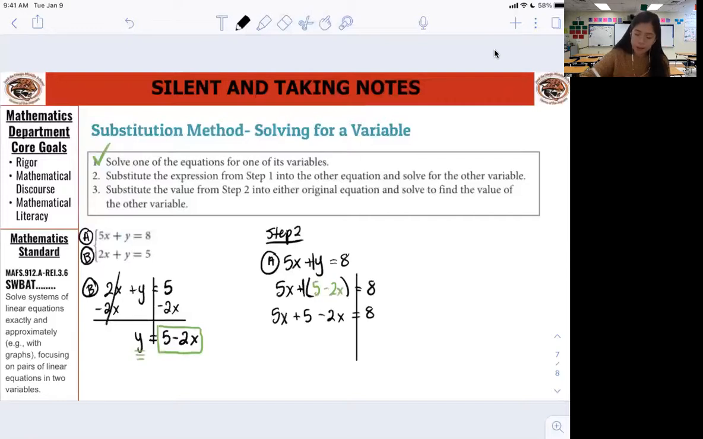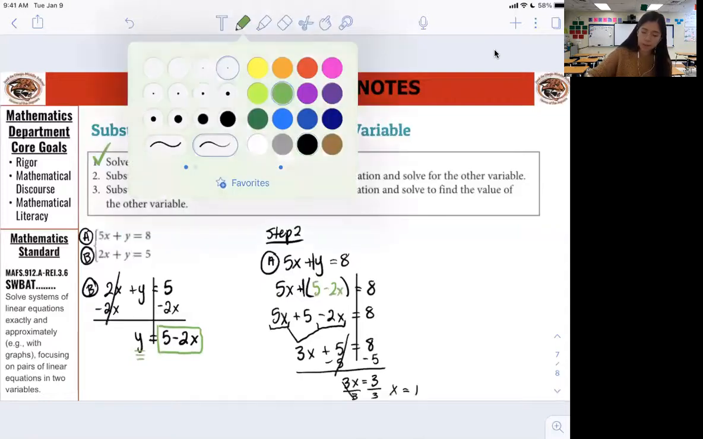I combine like terms. 5x minus 2x, 5 minus 2 is 3x. 3x plus 5 equals 8. Subtracting 5 from both sides, I end up with 3x equals 3. Dividing by 3 on both sides, 3 divided by 3 is 1. I get x equals 1.